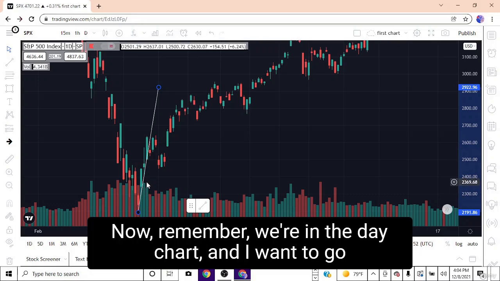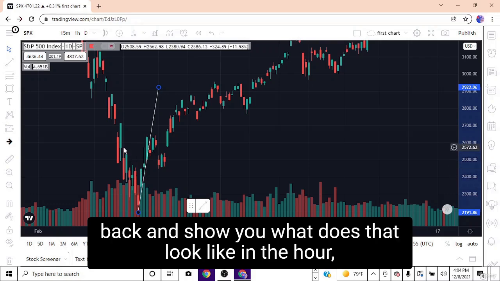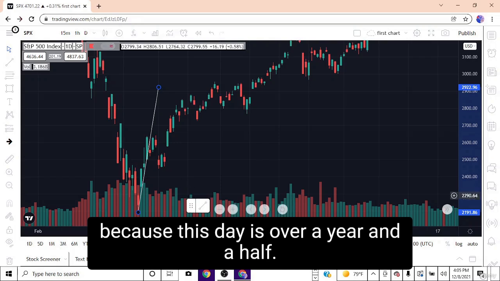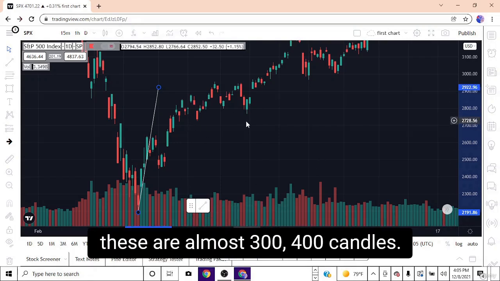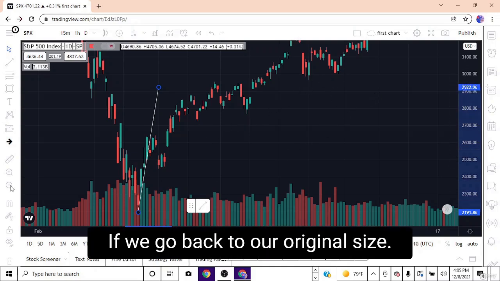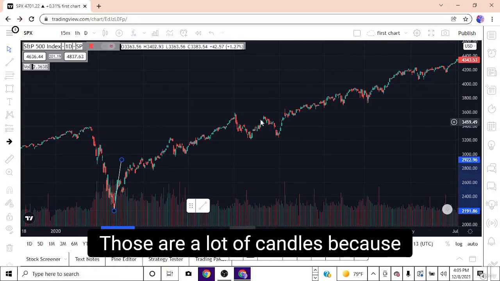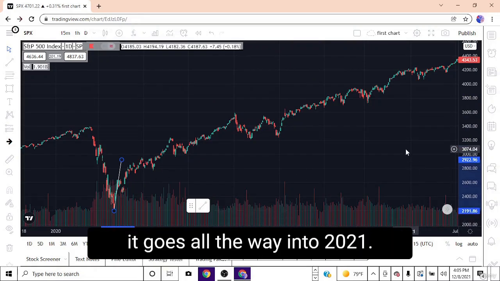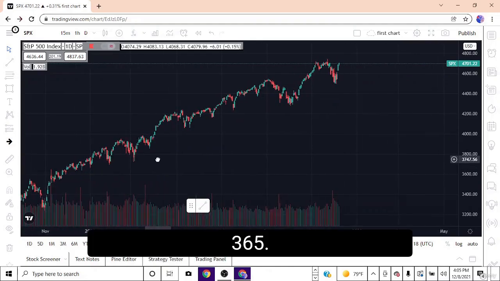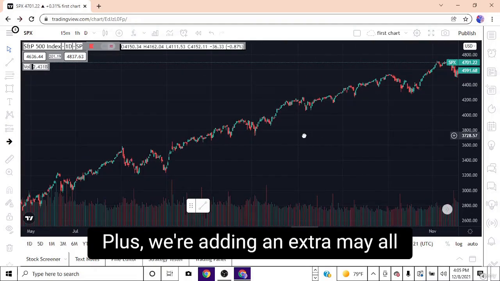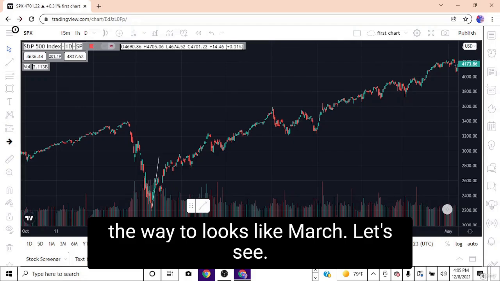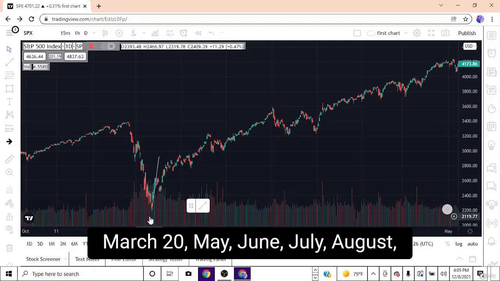Now, remember we're in the day chart, and I want to go back and show you what that looks like in the hour, because this day chart is over a year and a half. So it would be fair to say that these are almost 300, 400 candles if we go back to our original size. Those are a lot of candles because that goes all the way into 2021. And how many days in a year? 365. Plus, we're adding extra from March 20th, May, June, July, August, September.